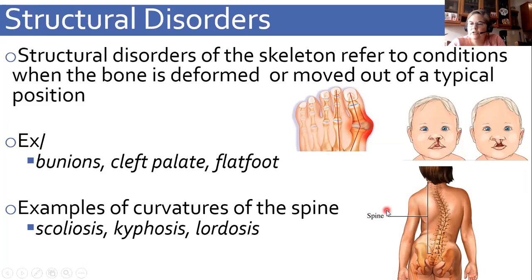Another example of a structural disorder is curvatures of the spine, and there are a few of them. My image here is one of scoliosis. That's where the spine shifts. We have this lateral bend in the spine. Depending on how severe this is, this can make walking and movement very painful or difficult.